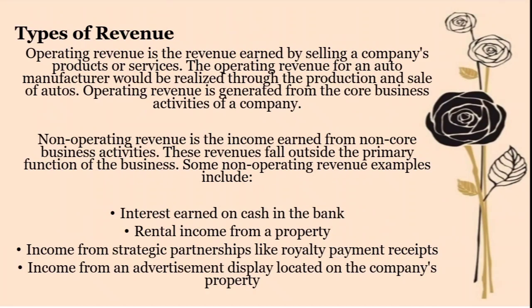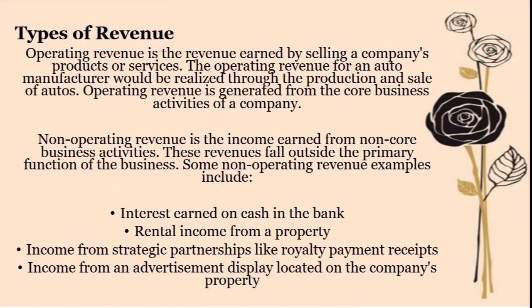So, types of revenues. Operating revenue is the revenue earned by selling a company's products or services. The operating revenue for an auto manufacturer would be realized through the production and sale of autos. Operating revenue is generated from the core business activities of a company. Non-operating revenue is the income earned from non-core business activities.